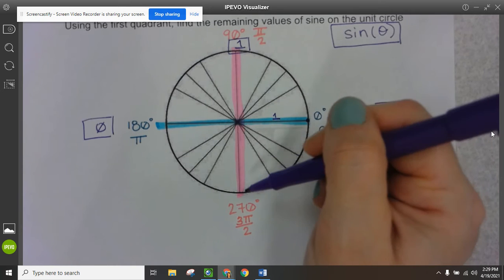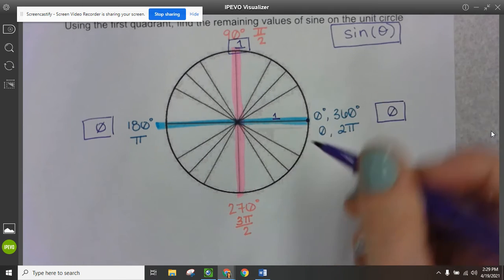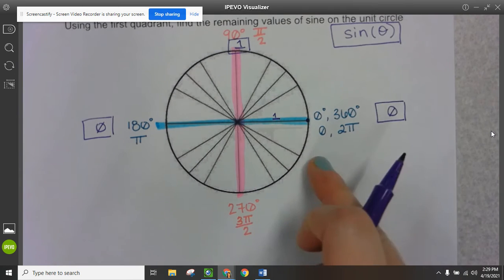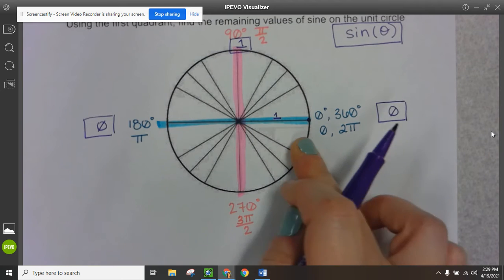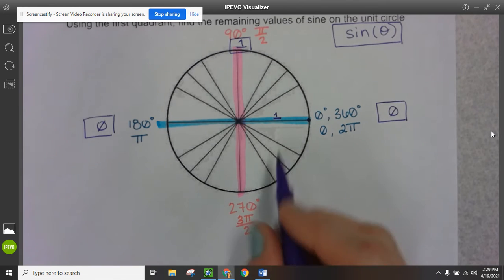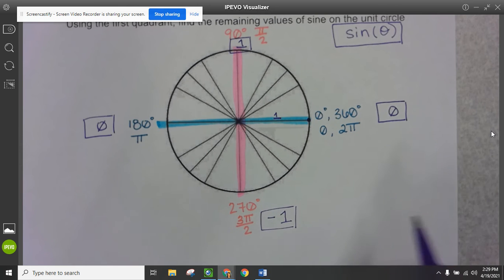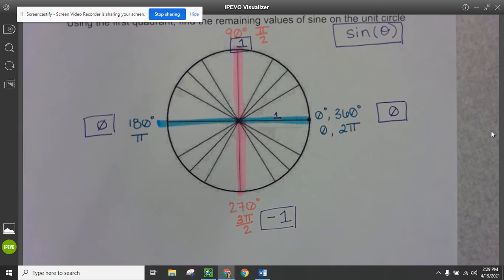And because this is a reflection and now I'm going down, remember the bottom half of our coordinate grid for our unit circle, all of our sine values are negative. So this sine value here is going to be negative 1.